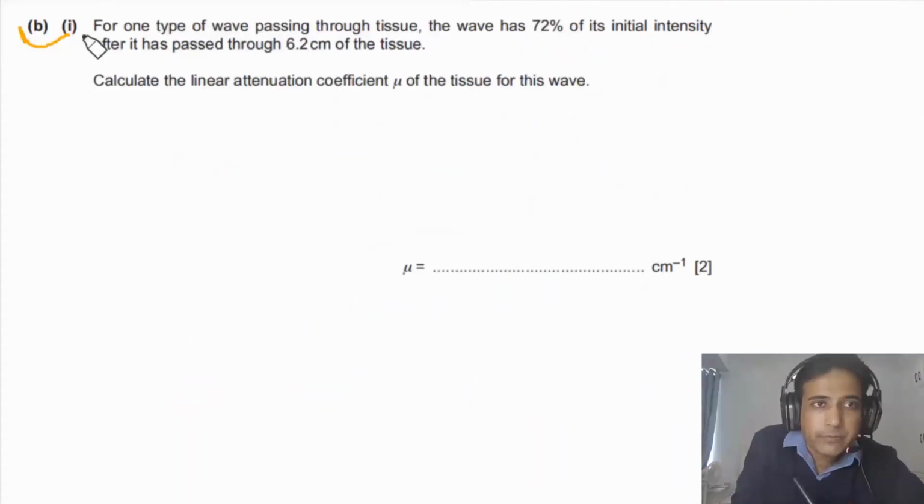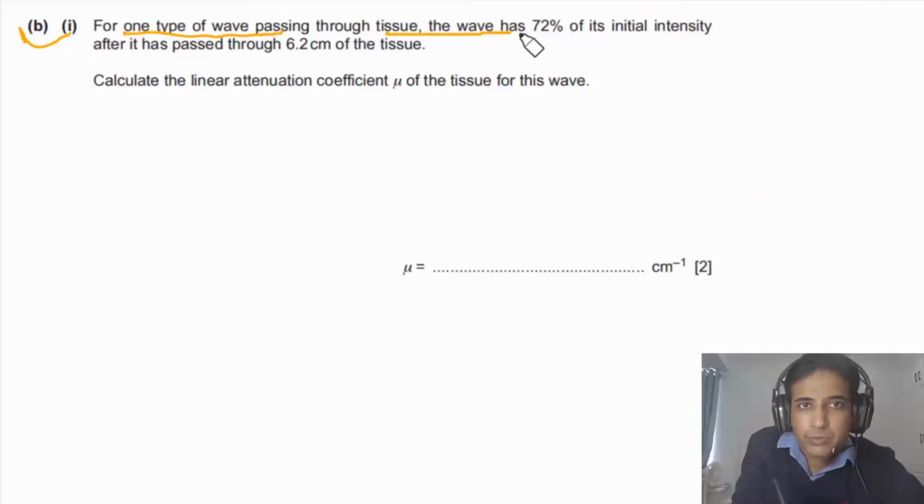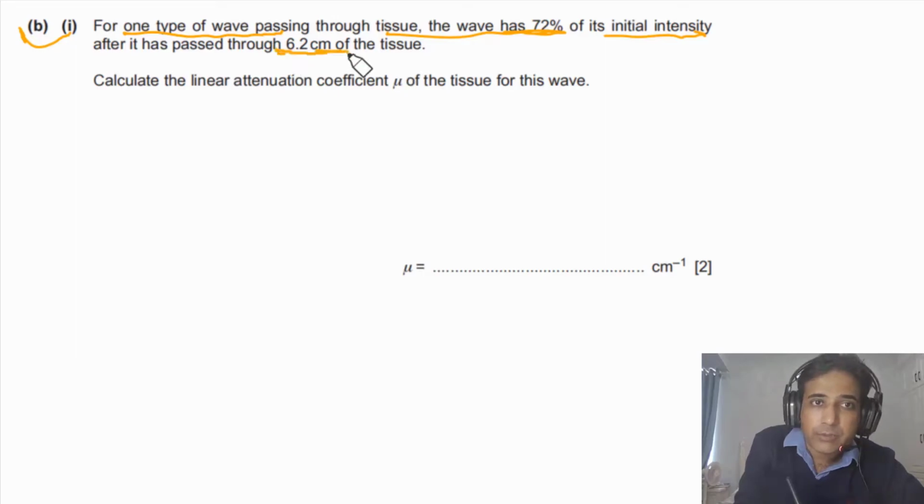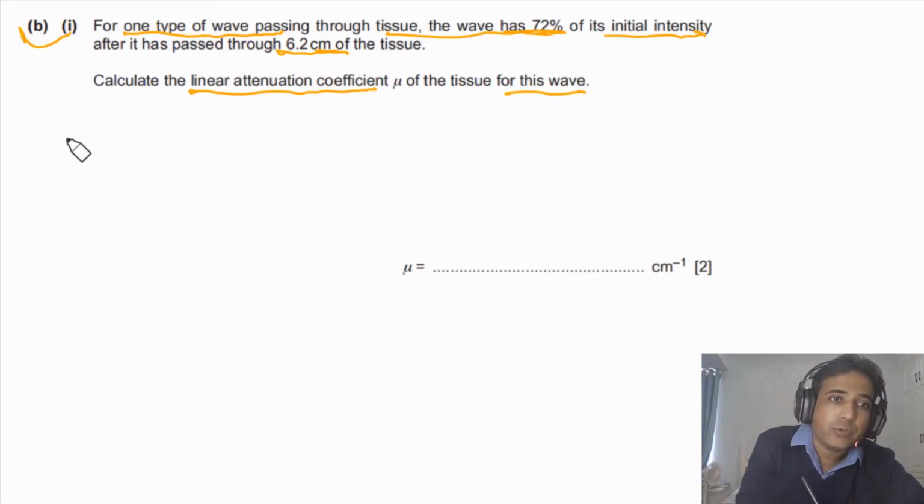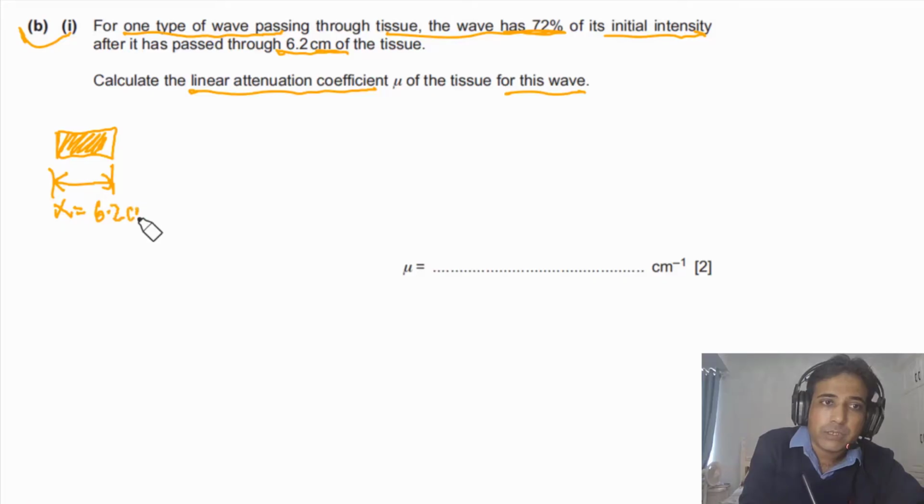Part B1 says for one type of wave passing through tissue, the wave has 72% of its initial intensity after it has passed through 6.2 centimeters of the tissue. Calculate the linear attenuation coefficient of the tissue for this wave. The best way to answer this is to imagine this is the tissue, and the thickness of the tissue is given to us. So the value of x is equal to 6.2 centimeters.